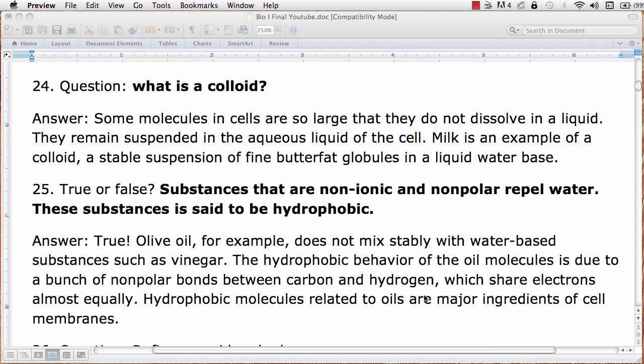Now, substances that are non-ionic and non-polar repel water. These substances are said to be hydrophobic. Olive oil, for example, does not mix with water-based substances such as vinegar. The hydrophobic behavior of the oil molecules is due to a bunch of non-polar bonds between carbon and hydrogen. This is different from the polar bonds between hydrogen and oxygen.